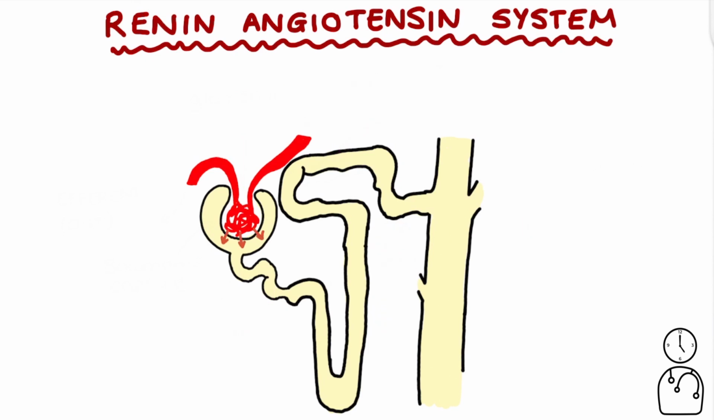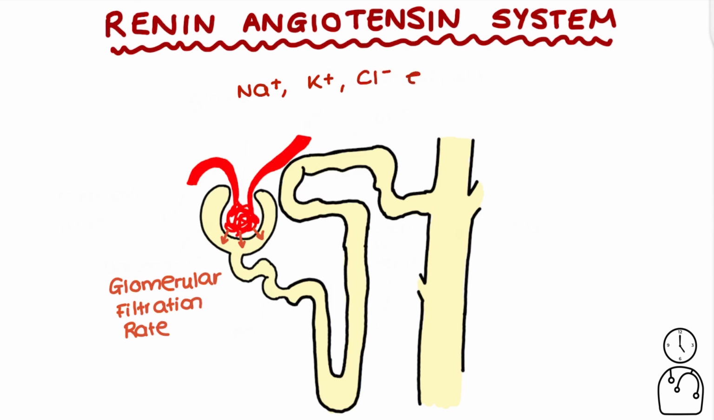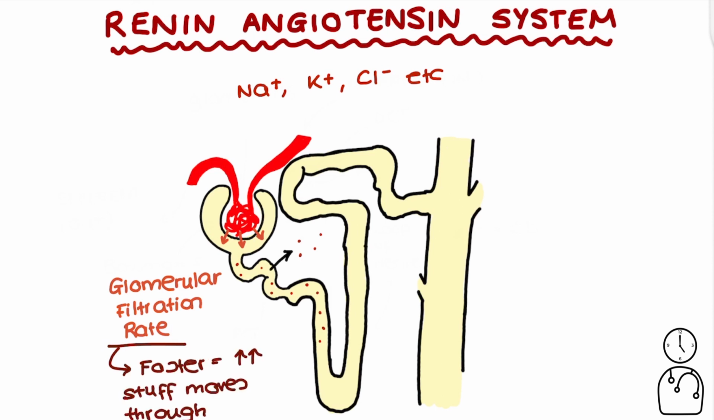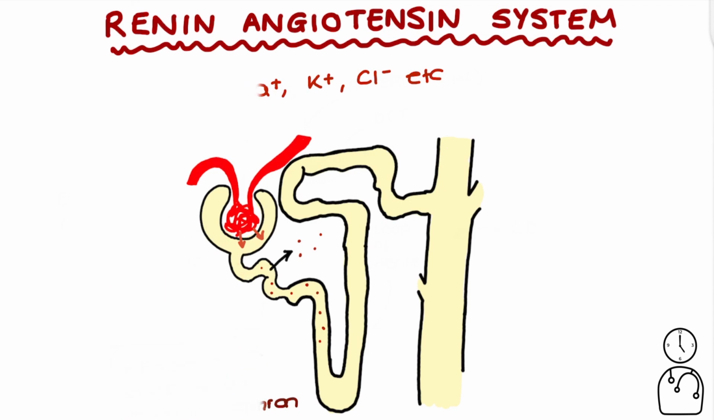Fluid from the blood is forced out of the glomeruli into the kidney tubule. The rate at which this fluid is filtered is known as the glomerular filtration rate, or GFR. Lots of things are filtered into the kidneys from the blood, such as sodium ions, potassium ions, chloride ions, and more. Sometimes some of this stuff is reabsorbed back into the body, other times it's left in the filtered fluid to be excreted in the urine. The higher the GFR, the more stuff moving through the kidney. This is important to understand for later.